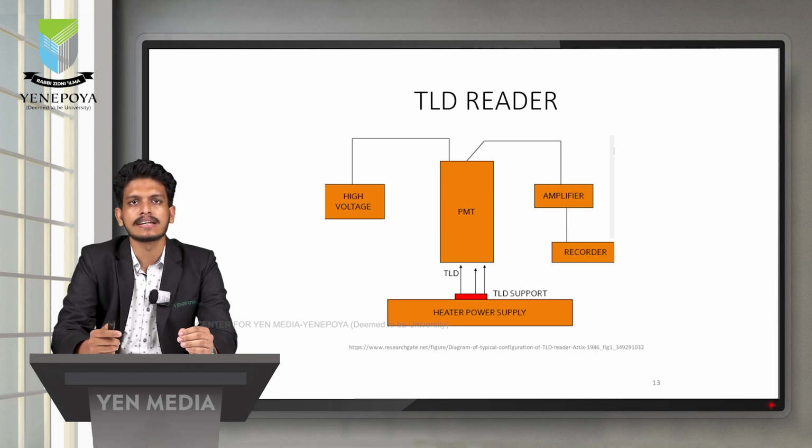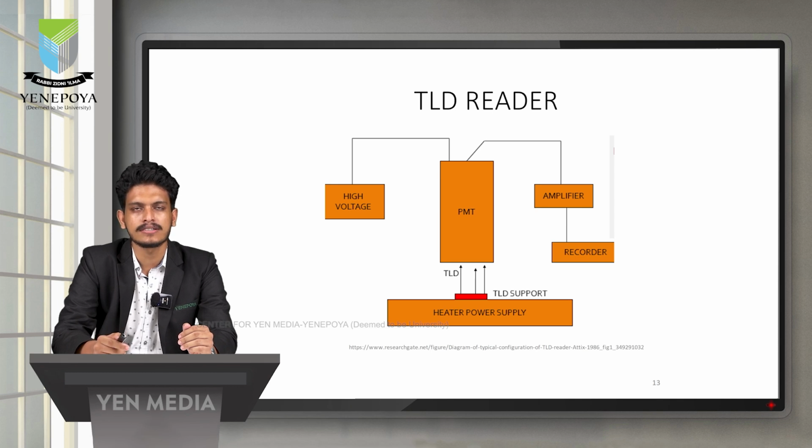As I mentioned earlier, the TLD reader mainly consists of 4 major things: a photomultiplier tube, amplifier, recorder and a heating cup. We place the TLD in a heating cup where we heat the TLD. As I mentioned in the working, the electrons gain energy, escape from the forbidden gap and come back down to the valence band. When they come back to the valence band, they release energy as light. So light is produced. This light is detected by the photomultiplier tube. The function of the photomultiplier tube is to convert this light into electronic signals.